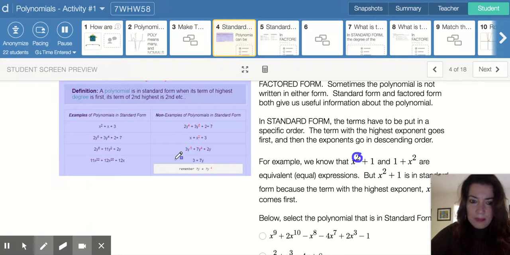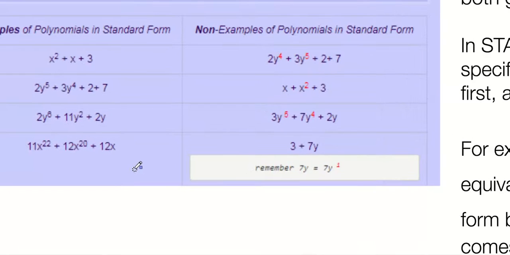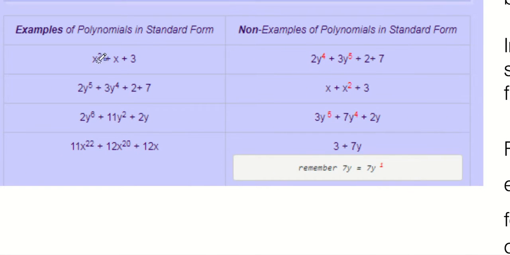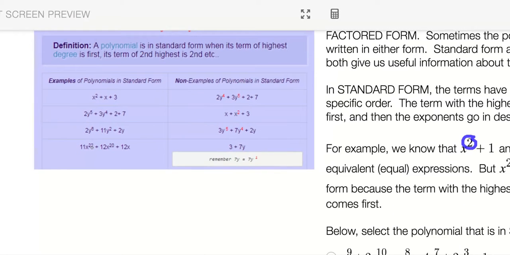So for example, if I zoom in a little bit here, you could see all these polynomials are in standard form because I have a degree 2, degree 1, and by the way, a constant is always considered degree 0. And looking at the next one, it starts degree 5, degree 4, and these are just constant. So as long as your highest degree is written first and then it's going in descending order, that would be considered standard form.